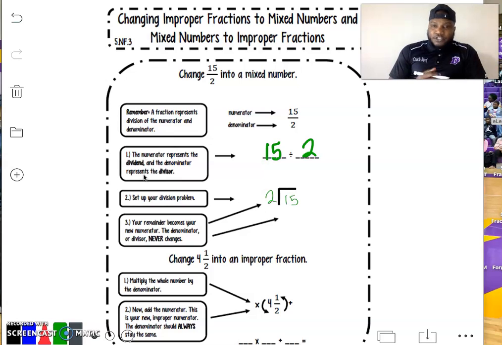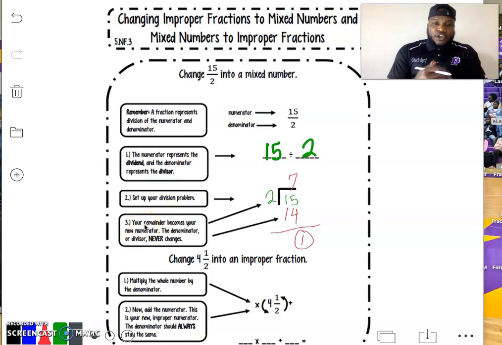And now our job is to solve the problem. So 2 goes into 15 7 times, 7 whole times, without going over. Because 2 times 7 is 14, and I am left with a remainder of 1. Okay? I'm left with the remainder of 1. Now, it told us to set up our division problem, which we already did. I'm sorry I kind of skipped that, but I showed you, you just flip it.